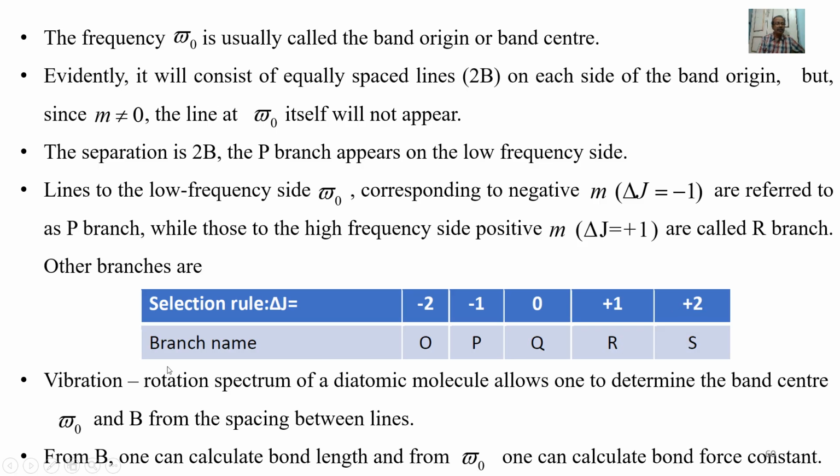Vibration rotation spectrum of a diatomic molecule allows one to determine the band center omega naught and B, the rotation constant, from the spacing between lines. From B, one can calculate the bond length. Of course, if B is known, bond length can be calculated. And from omega naught, one can calculate bond force constant, which is nothing but K.